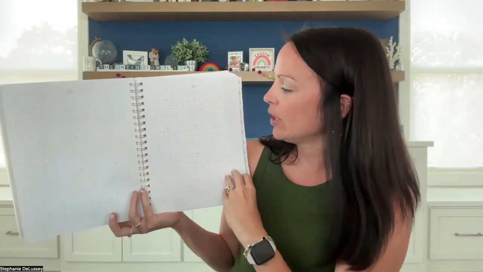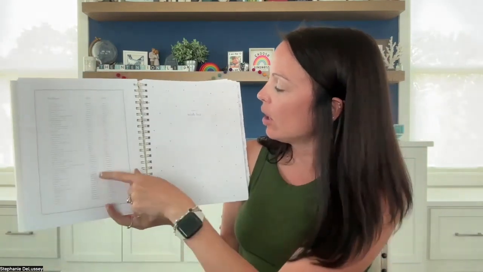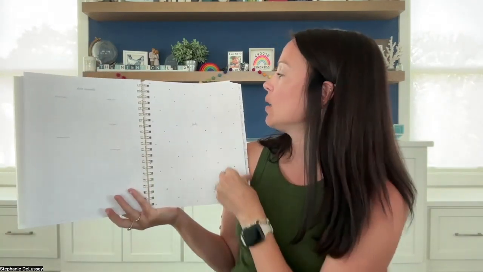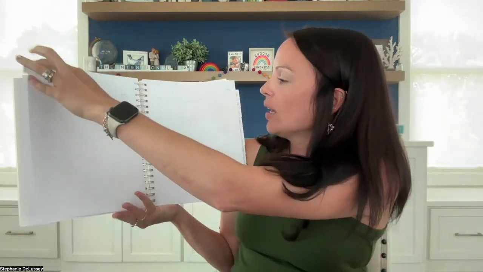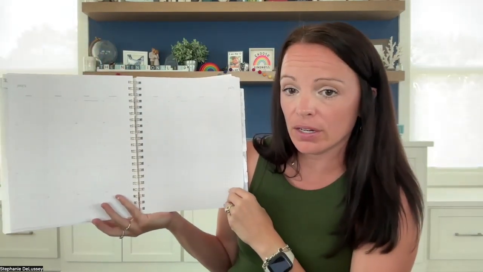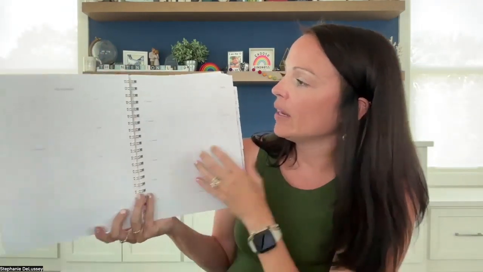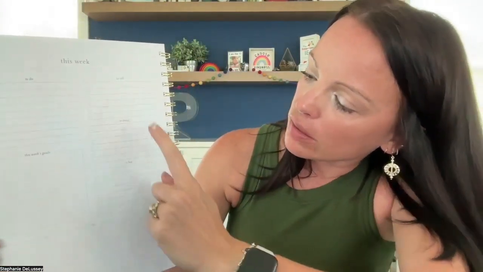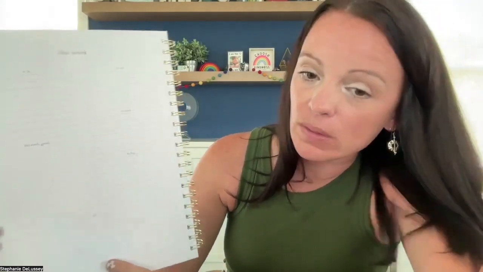But you have your year at a glance, holidays, this year's wish list, this month, and then it goes into July. So there is your calendar for the year. And then here are all the different weeks. So let's look. Let me make sure. Yep. Okay. So the week spread is split like this. You have this week to do, to call, to email, to buy, this week's goals, etc.